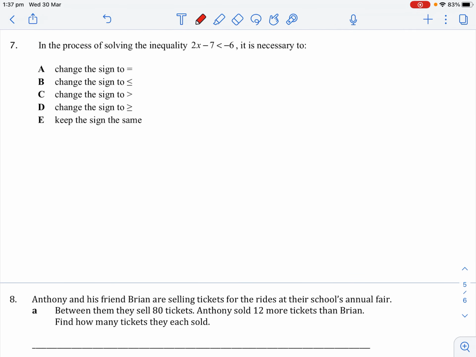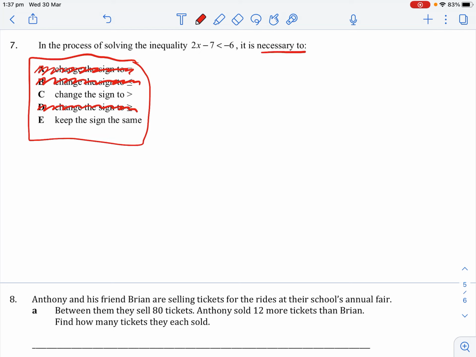Question 7, in the process of solving the inequality, it is necessary to, now read the question as part of reading it. Do I need to change it to an equal sign? Do I change the sign to less than or greater than? Do I change the sign to the other direction? Do I change the sign to greater than or equal to? Or do I keep the sign the same? Now straight away here, we can actually cancel out this option. I don't change the less than sign. I never make it a less than or greater than sign. So I've only really got two answers. So you could completely guess, and it is a 50-50 chance of getting it right.